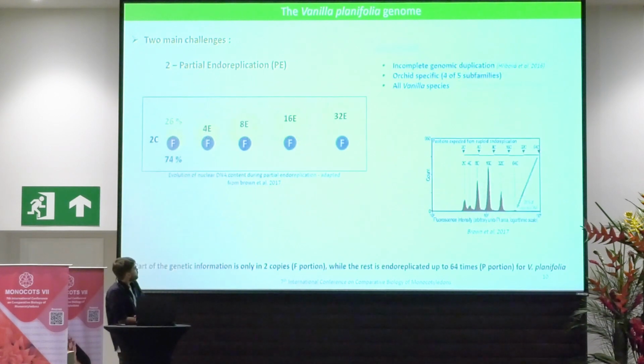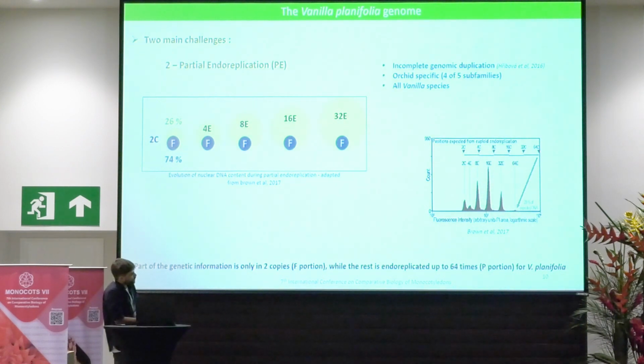In the case of orchids, we also observe species presenting a variation of the phenomenon, that is the partial endoreplication, where only one part of the genome will be replicated at each endocycle, while another portion, noted here, which is the fixed portion, will stay in its diploid state.